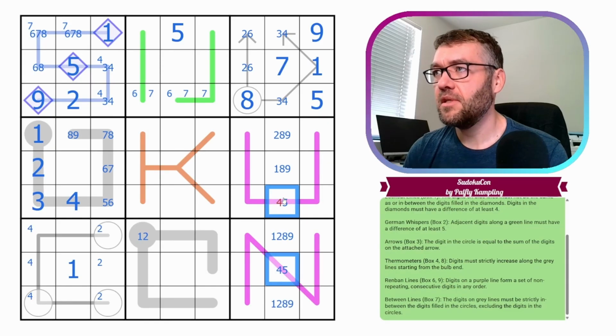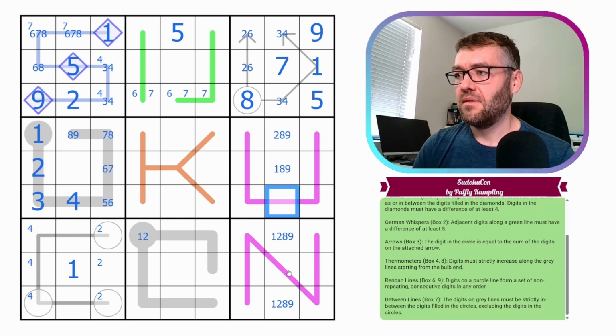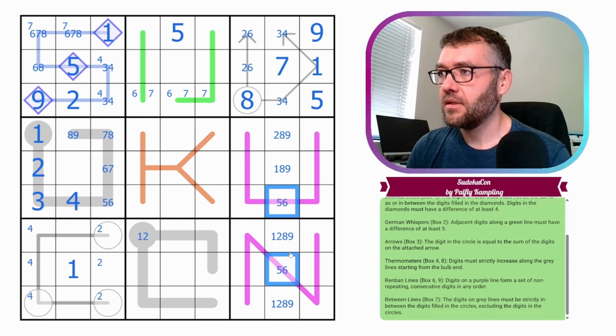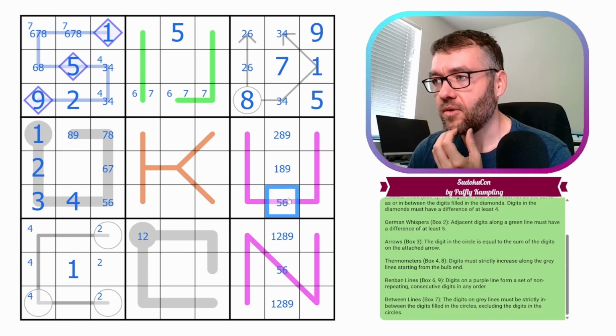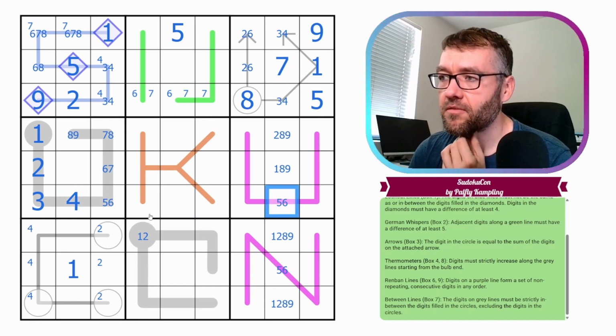Okay, did I mess up this being a 4, 5 pair? Oh, it's not a 4, 5 pair, it's a 5, 6 pair. That's what I did. Okay. Yeah. All right, so we don't know the order of these yet. Oh, we have a 5-6 pair across here now, so that might be helpful.